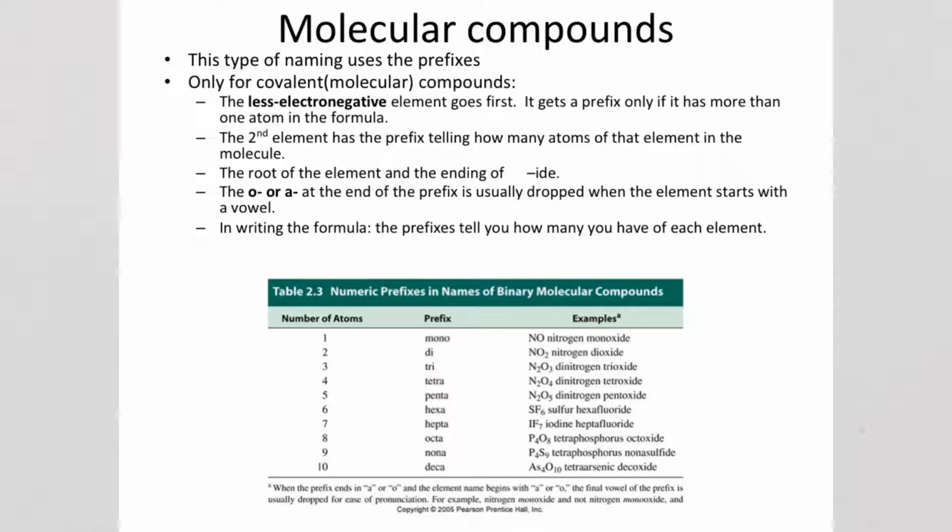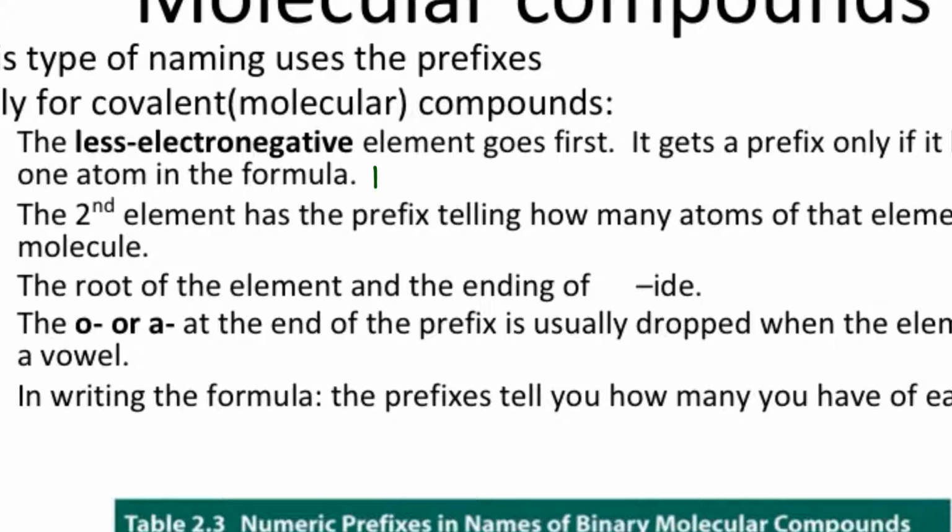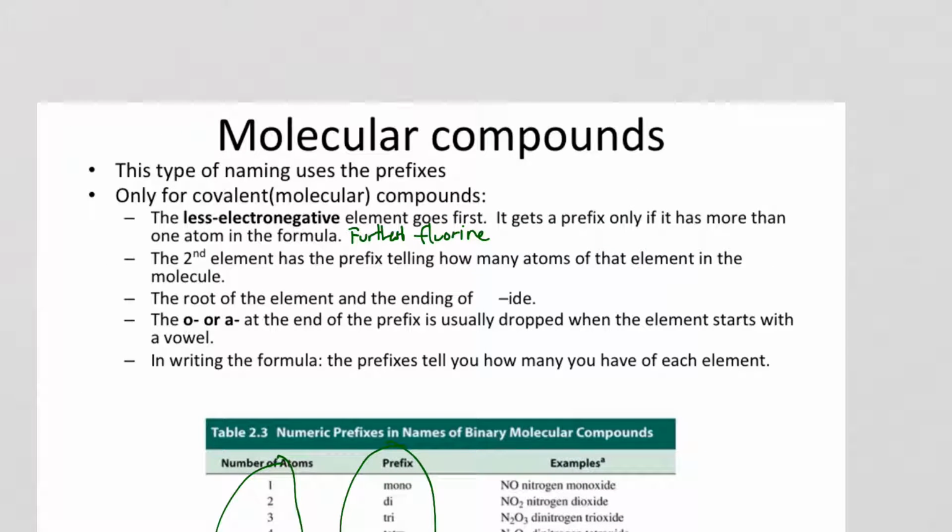This uses prefixes. That does require that you do memorize these prefixes for these number of atoms. Now, there's some other guidelines. The less electronegative goes first. So that means when we think of less electronegative, furthest from fluorine. Okay. It gets a prefix if it has more than one atom in the formula.